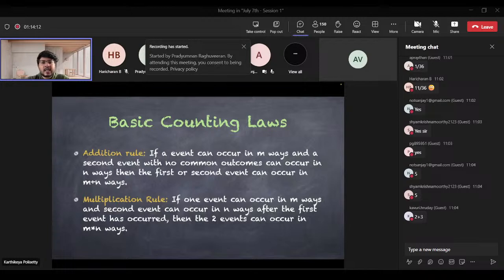Multiplication rule. If one event can occur in m ways and the second event can occur in n ways after the first event has occurred, then the two events can occur in mn ways. So let's say you are going from city A to city B and then to city C. So you have 3 routes from going from A to B and 4 routes from going from B to C. So in how many ways you can reach C from A?